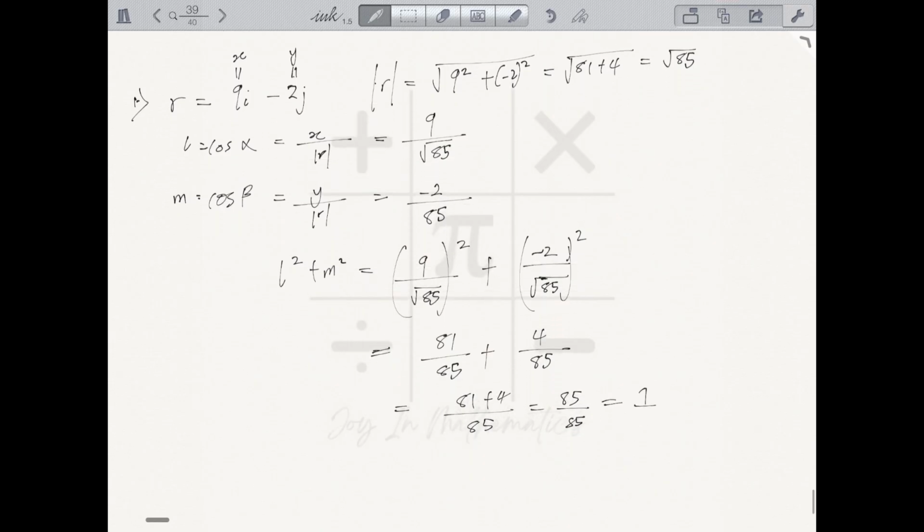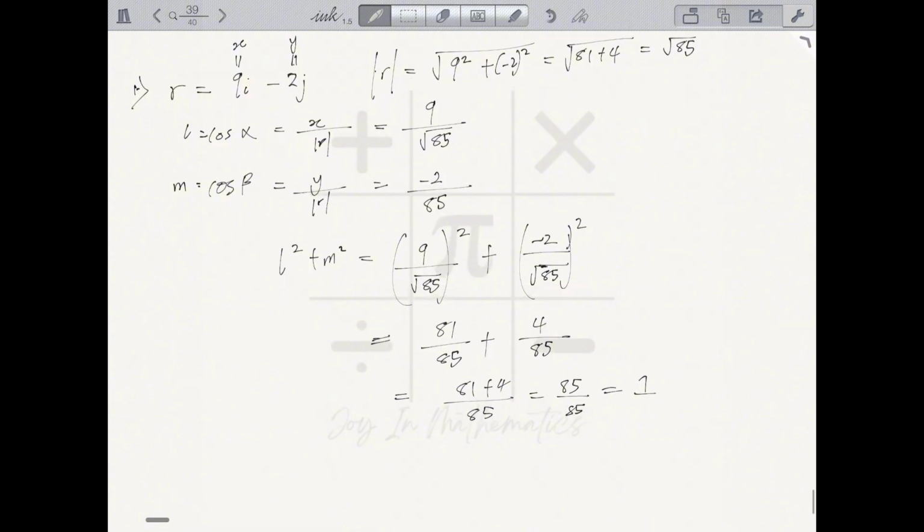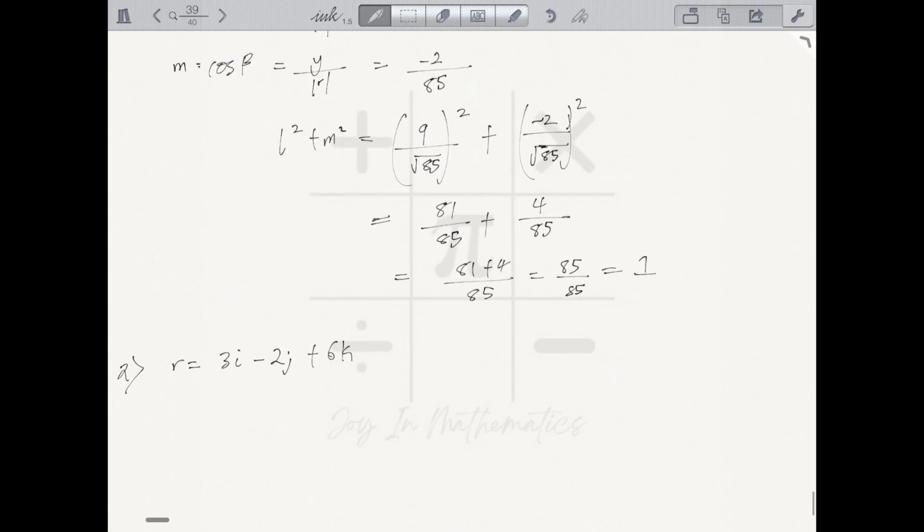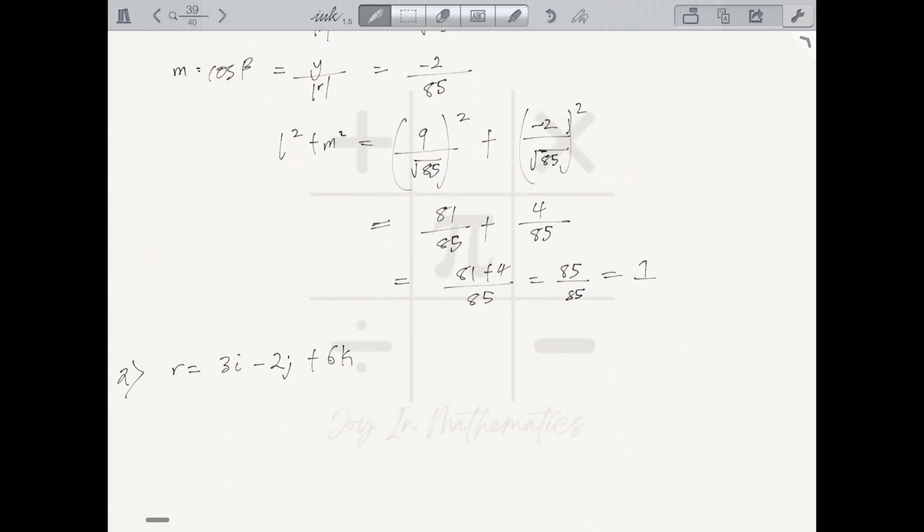Now with this example, we have been able to evaluate the direction cosine, that's cos alpha on the x-axis, and cos beta on the y-axis. This is for a 2-dimensional vector. Now let's try for a 3-dimensional vector. We are asked to evaluate the direction cosine for the vector r equal to 3i minus 2j plus 6k.